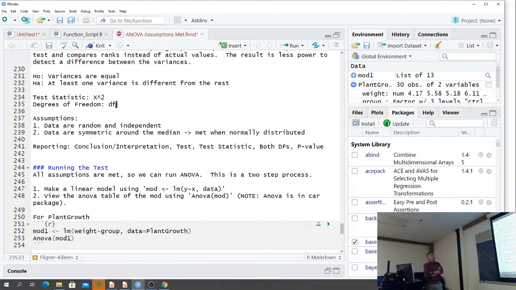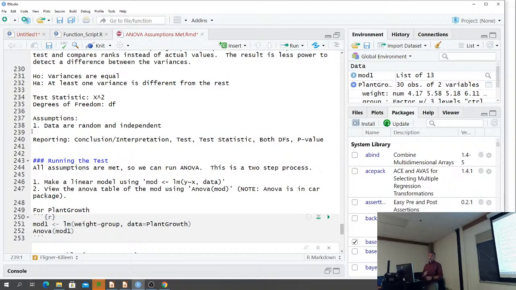So our test statistic is going to be chi-squared. Chi-squared test is defined by degrees of freedom. Then our only assumption is that data are random and independent. Since we're working with ranks, we're not as concerned. And this is why, if we meet the normality assumption or if we violate the normality assumption, we can run this test because it doesn't make that assumption. So we're going to report our conclusion, interpretation, the test statistic, degrees of freedom, and our p-value.